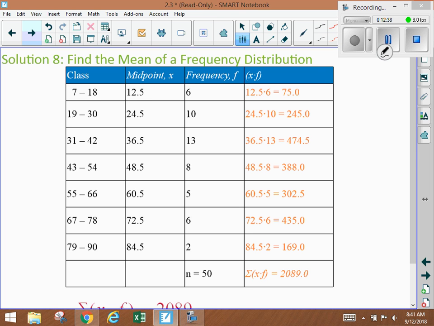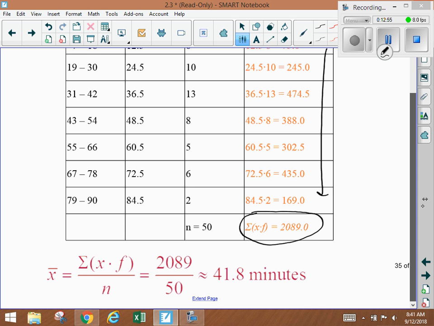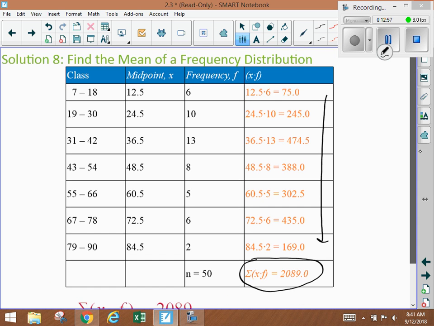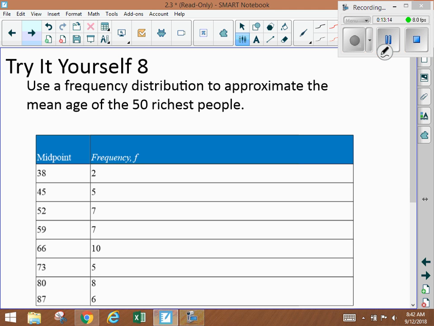Once you've found all those products, you're going to add them up. That's what that means. It means add all these. And then we'll divide by 50, and that will give us the mean of this frequency distribution. Pretty straightforward. Well, we'll do one together, and then in the homework, you'll do one on your own.